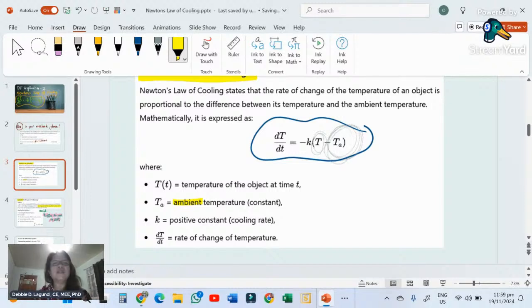And k is the positive constant of cooling rate, like what we did in the composition and in the growth. There would be this constant, but it could be negative or it could be positive. It depends on the scenario. When it's growth, then it's positive. When it's decay or decomposition, or it's decreasing, then it's a negative k. This is just to help you recall. But here it's always a positive constant. That is the cooling rate.